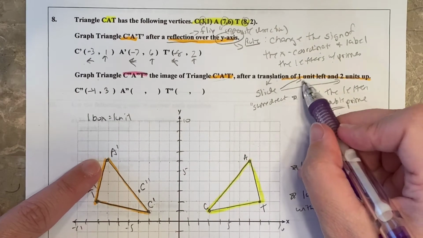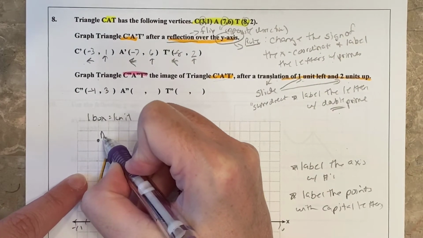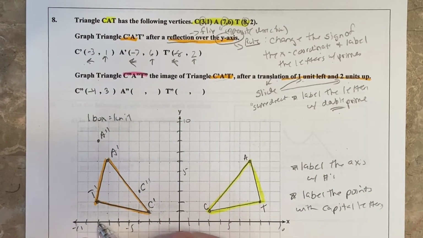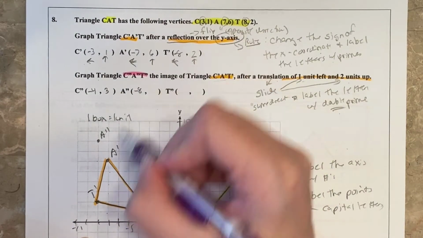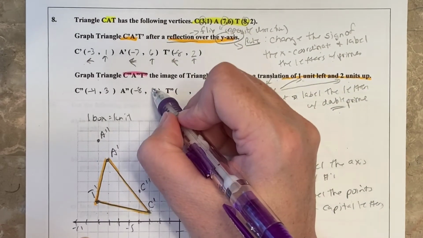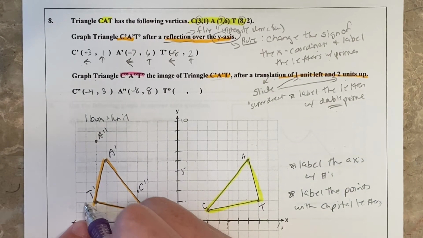All right, so now we're going to go 1 left, 2 up again. So 1 left, 2 up. So that's A double prime. 1, 2, 3, 4, 5, 6, 7, 8. That's going to be to the left. That's negative. 1, 2, 3, 4, 5, 6, 7, 8 up. That is positive. All right, so now T, we're going to go 1 to the left, and we're going to go 2 up.